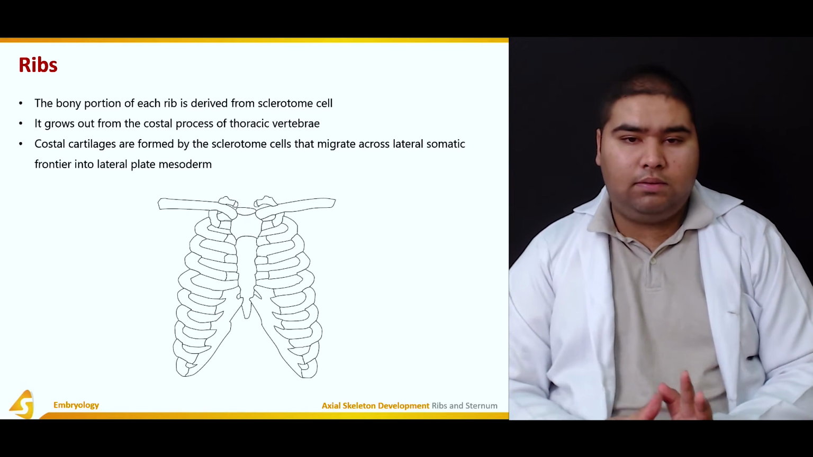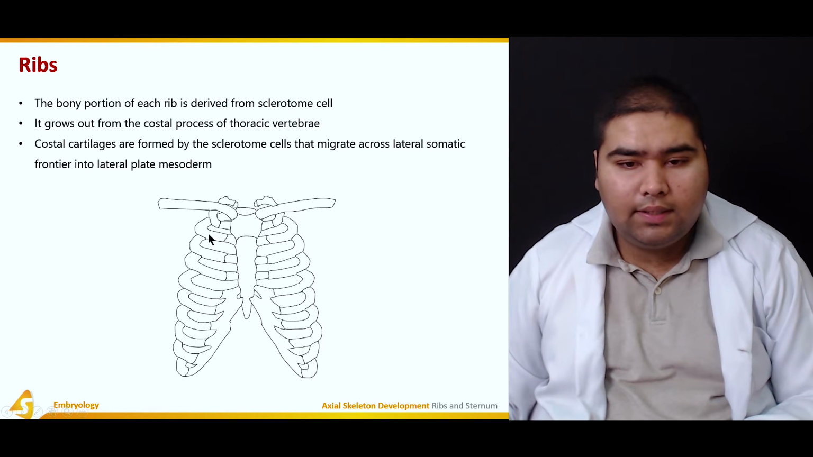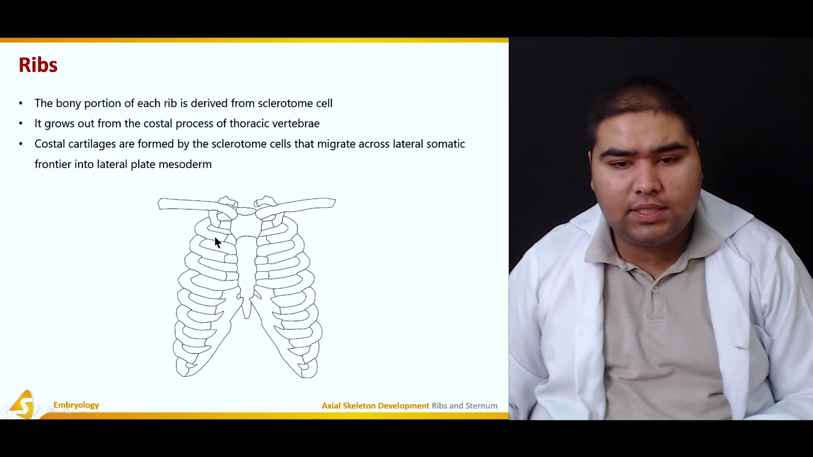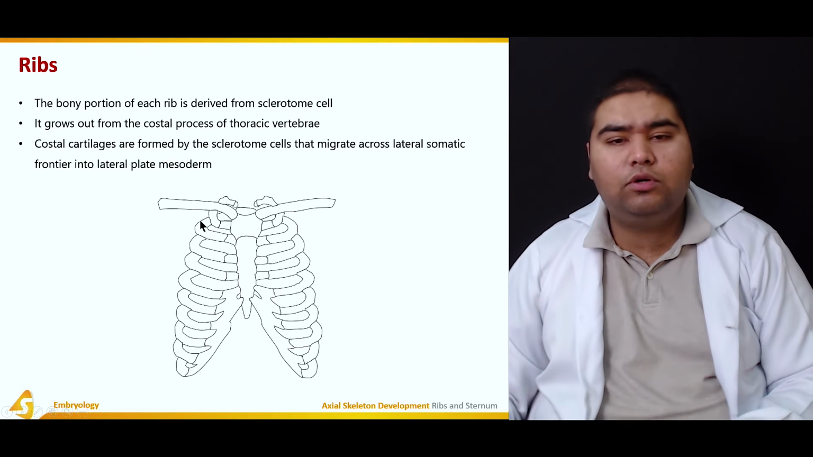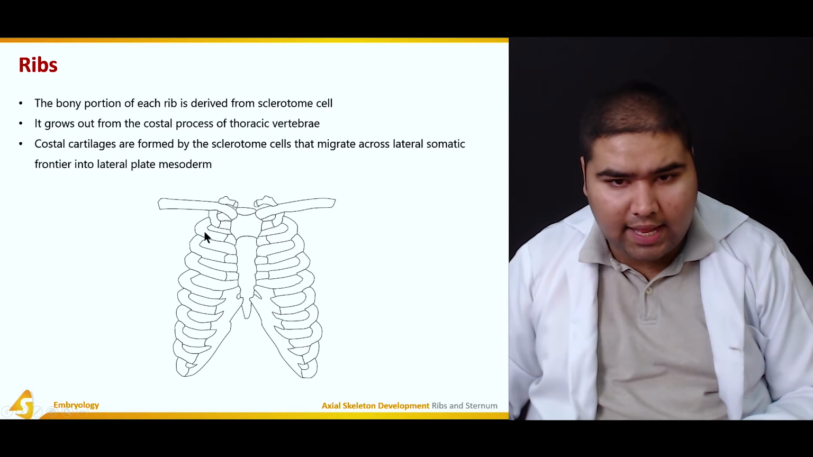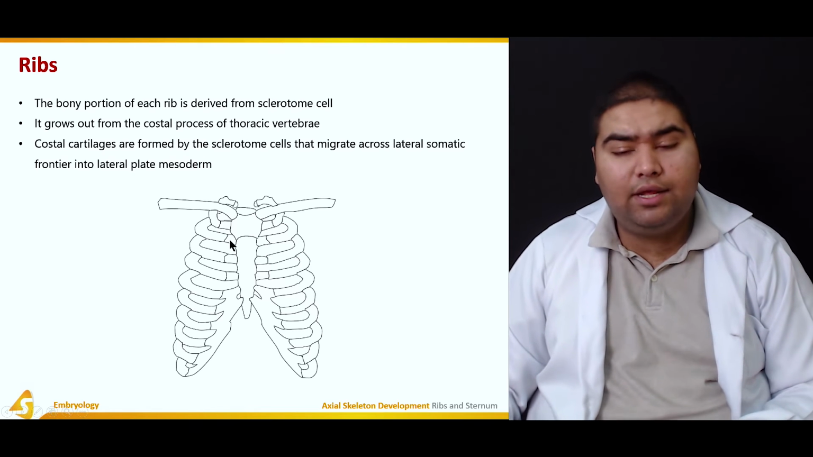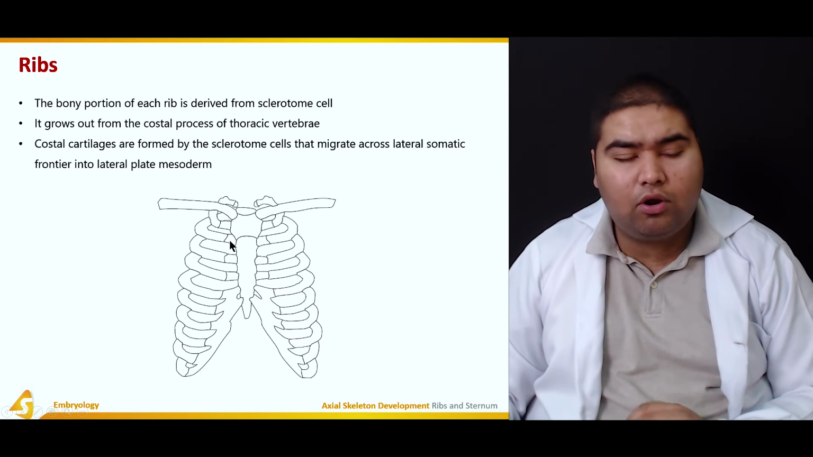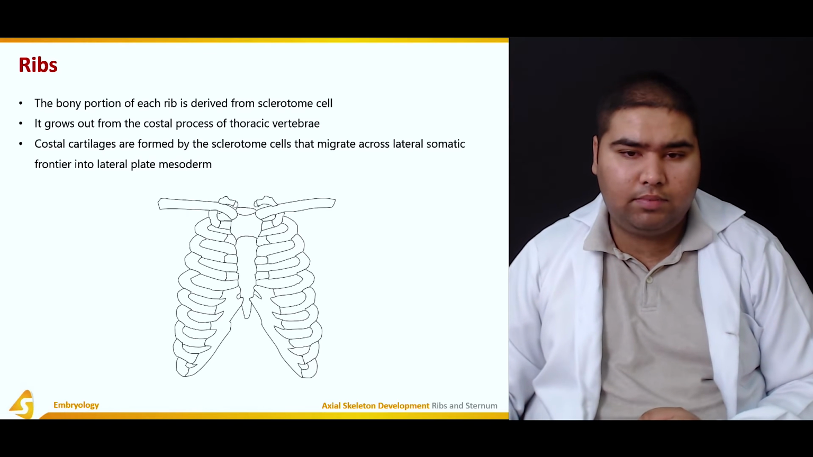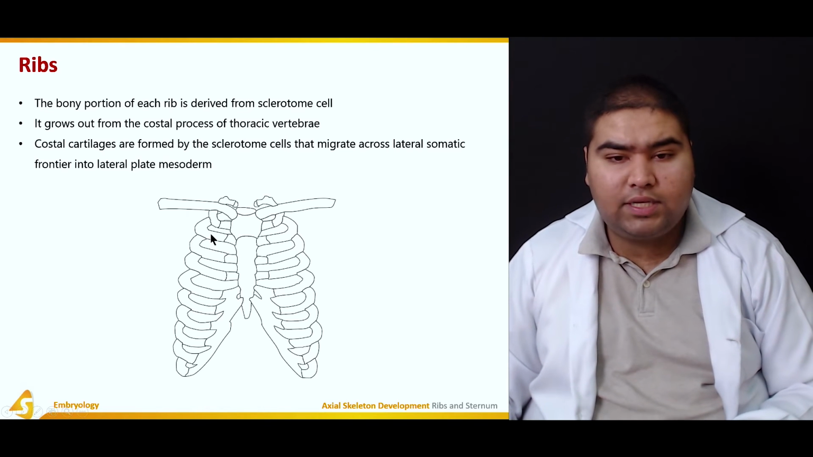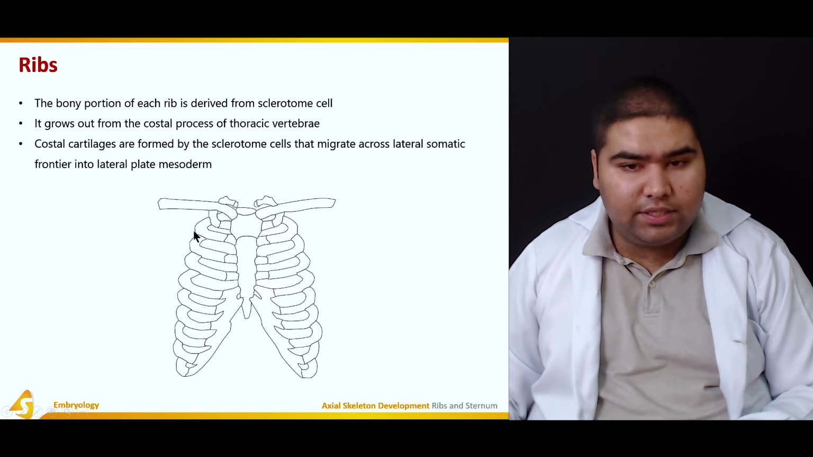So, each rib has two parts. This is the bony portion. This is the cartilaginous portion. The bony portion originates from the sclerotome cell. The costal portion originates from the sclerotome cell that migrates across the lateral somatic frontier into the lateral plate mesoderm. The bony portion grows out from the costal process of the thoracic vertebra.